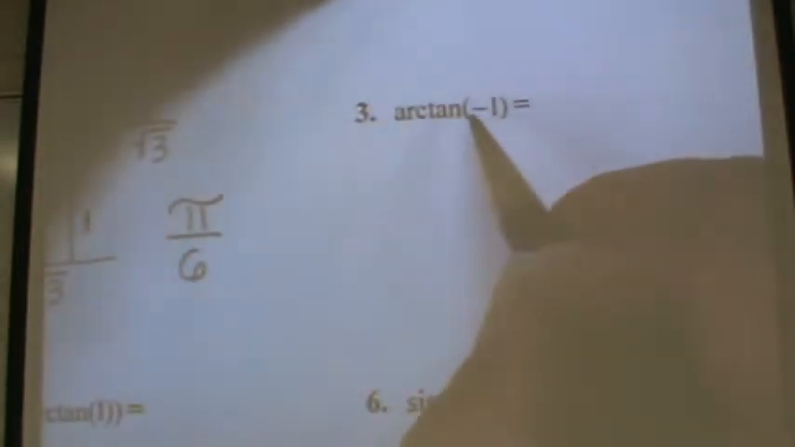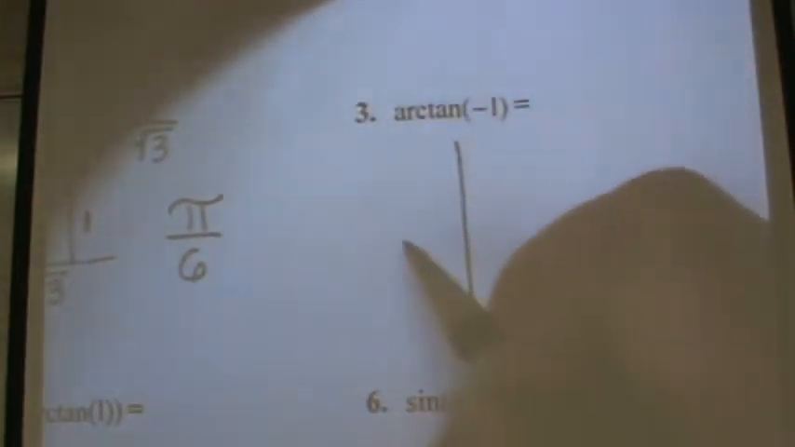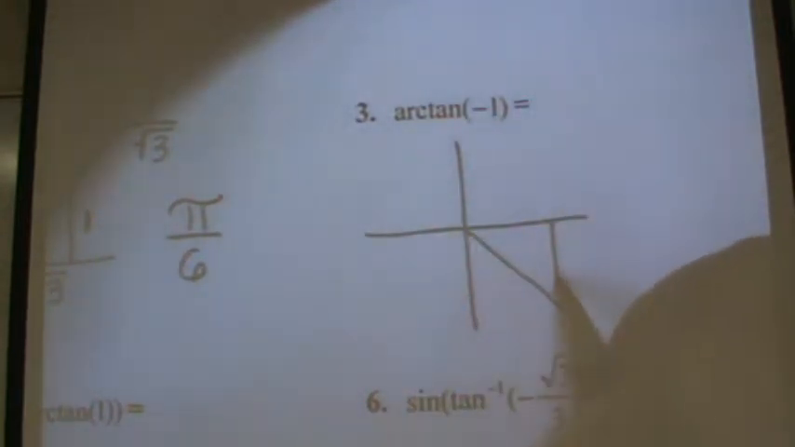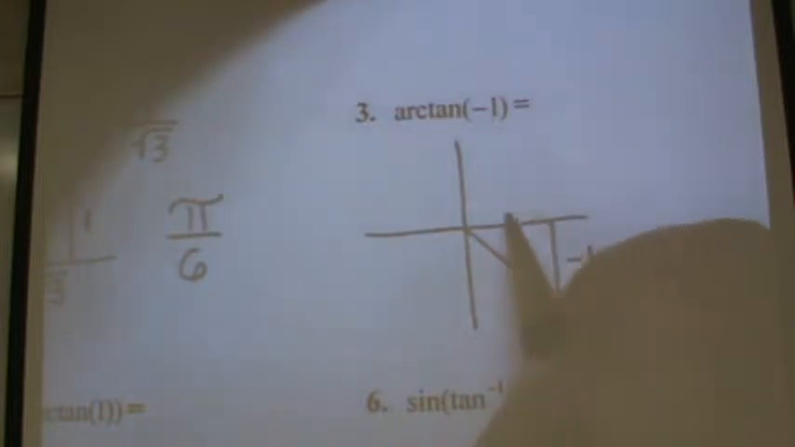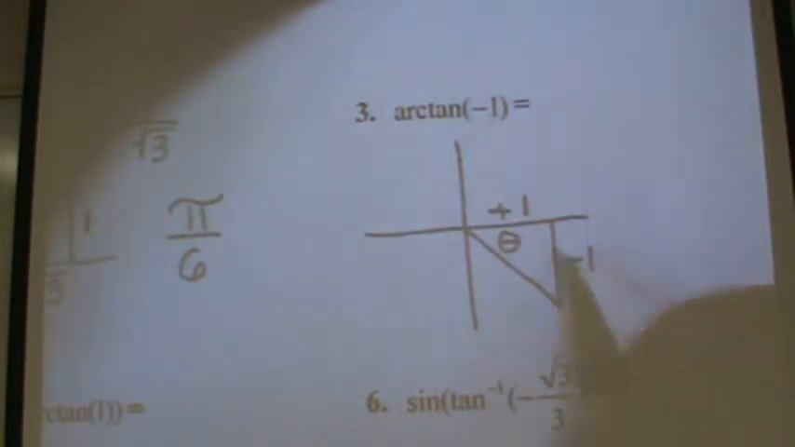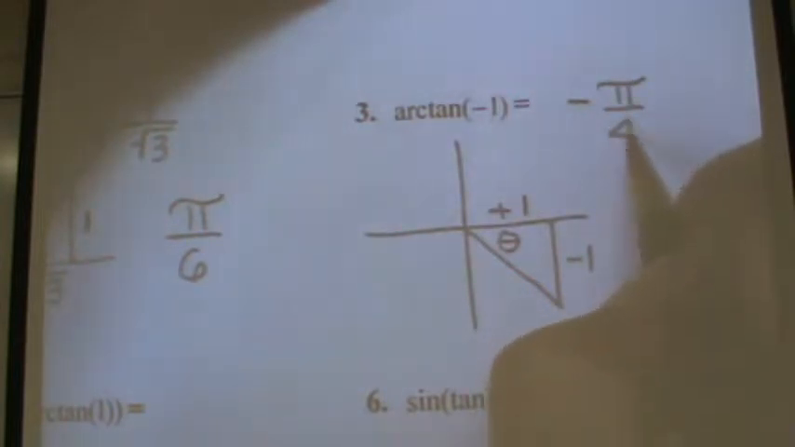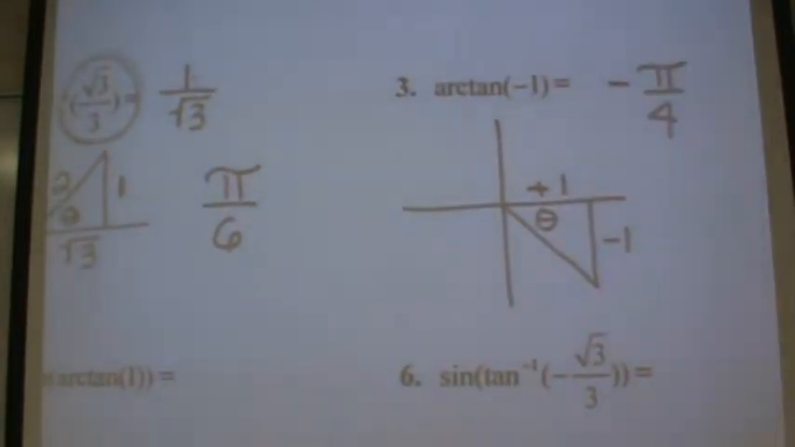Number 3. What angle am I? I have to be in quadrant 4. I want to know my side opposite over my adjacent. This is going to be a positive one. What angle am I if I have a 1-to-1 ratio? Good. So it's negative 45. Good. Keep going.